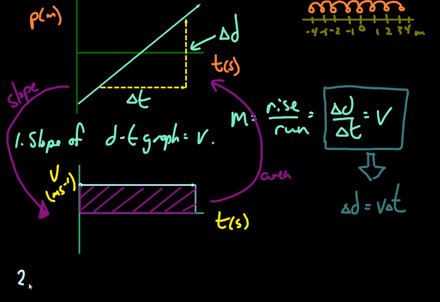2. Area under a VT graph is equal to my change in position or my displacement.